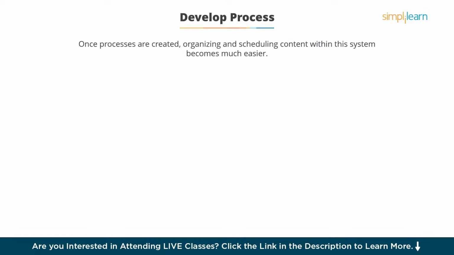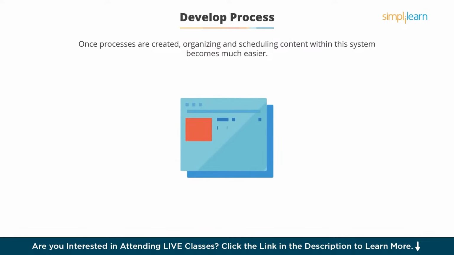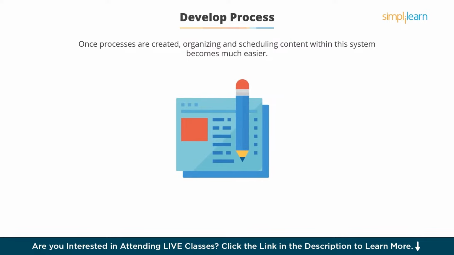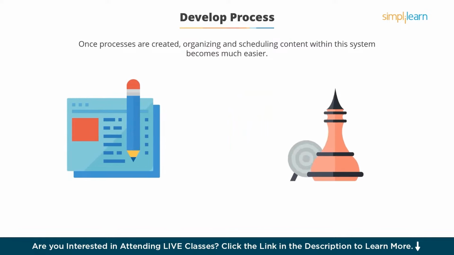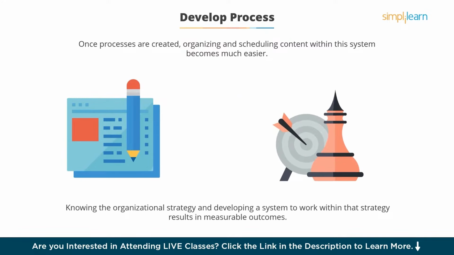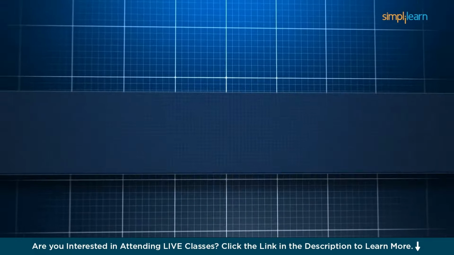Once they are in place, organizing and scheduling content within this system becomes much easier and focused. Knowing the organizational strategy and developing a system to work within that strategy enables you to clearly define the purpose of your marketing and connect it to clear, measurable outcomes.